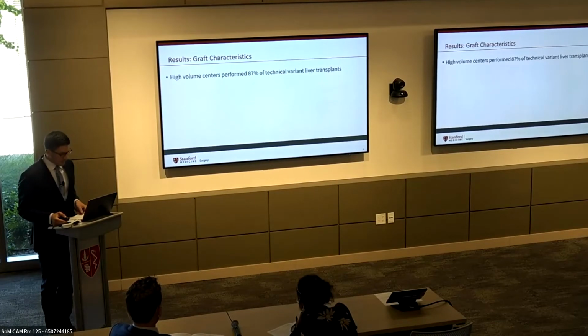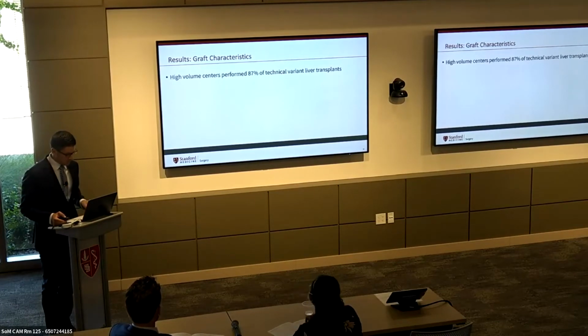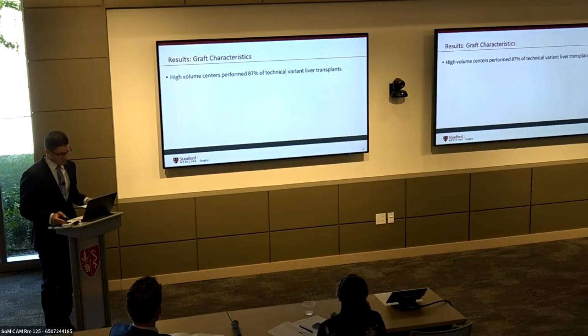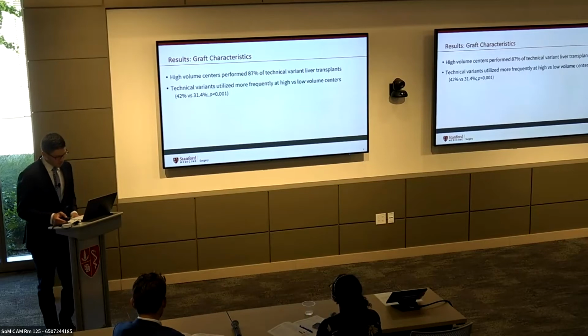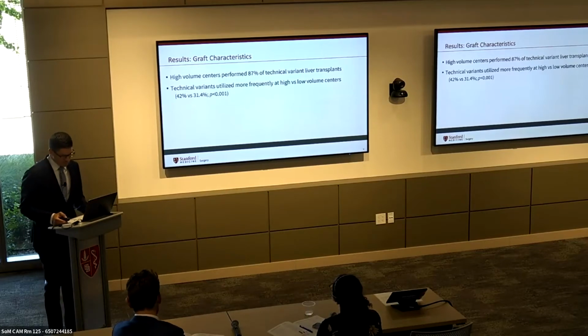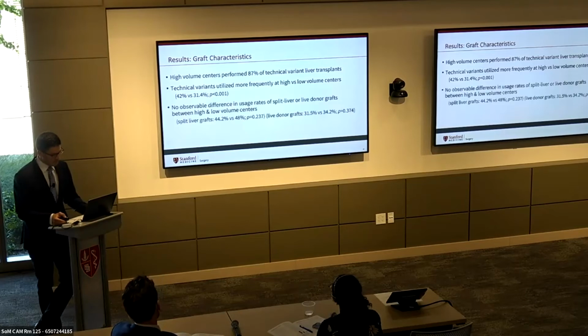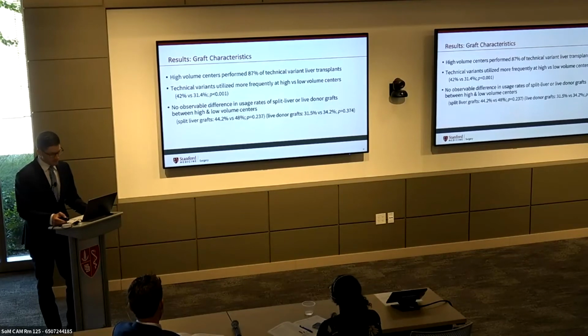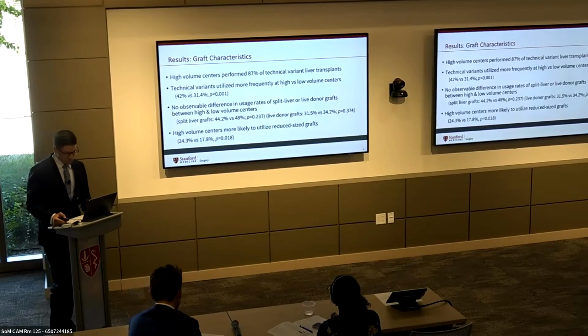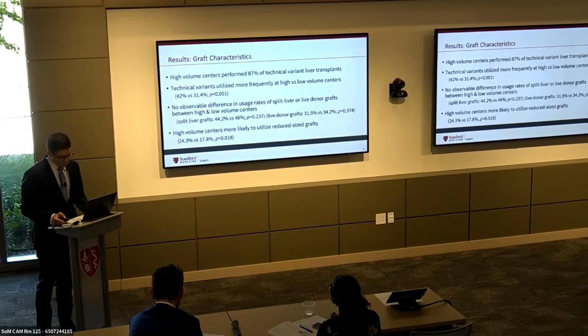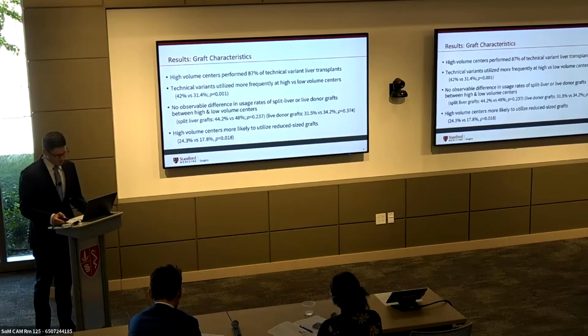High volume centers accounted for the majority of technical variant liver transplants performed. Technical variant liver transplantation was more likely to be performed at high volume centers. And when technical variant liver transplantation was performed, there was no observable difference in usage rates of split liver grafts or live donor grafts between high and low volume centers. However, high volume centers were significantly more likely to utilize reduced size grafts compared to low volume centers.